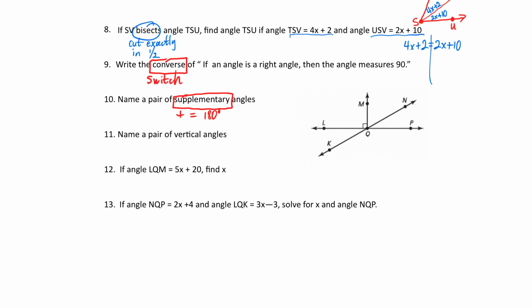Okay. Number 11, pair of vertical angles would be like this angle right here and this angle right here. So you'll just need to name those. What do you always know about vertical angles? They're always congruent.